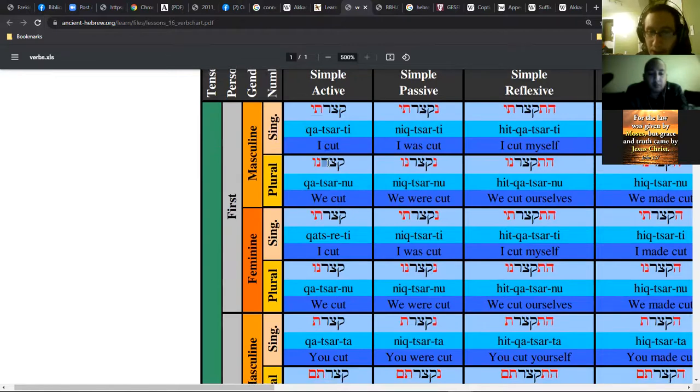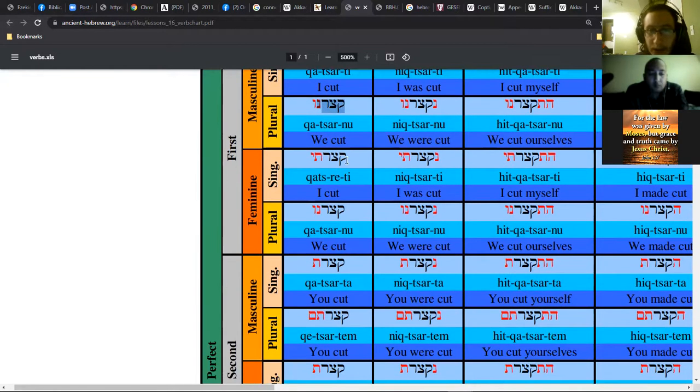Katsarnu, we cut. And it's the same thing in first person, masculine and feminine. There's no distinction between masculine and feminine. So the verb is cut, katsar, but the endings differentiate between who is doing the cutting. With a T at the end, tav yod, that's I. Noon wa, that's we. So cut I, cut we, katsarti, again, cut I, cut we.